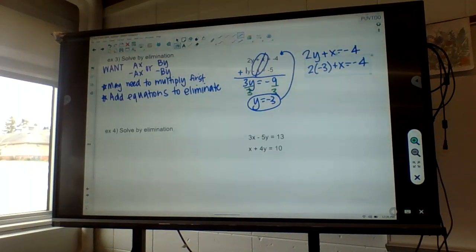So I multiply here, 2 times negative 3. We move the 6 back over. So x ends up being 2. So we found both our x and our y.